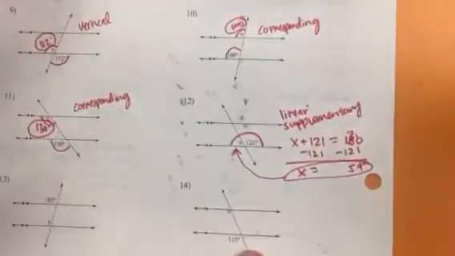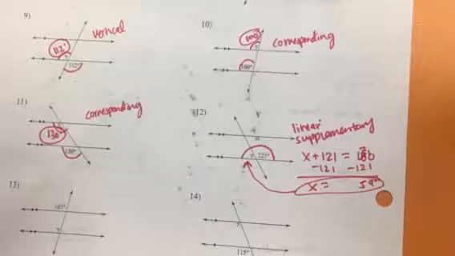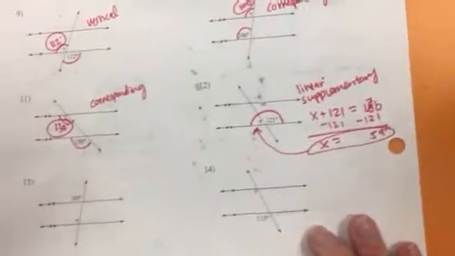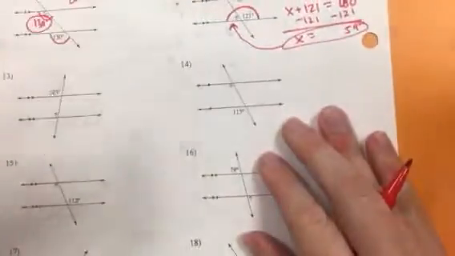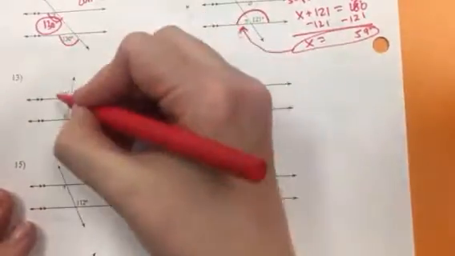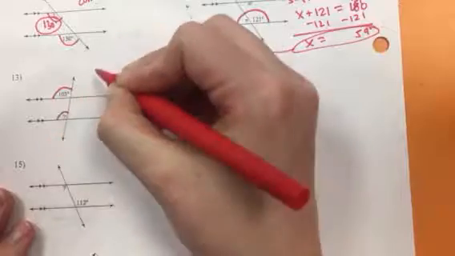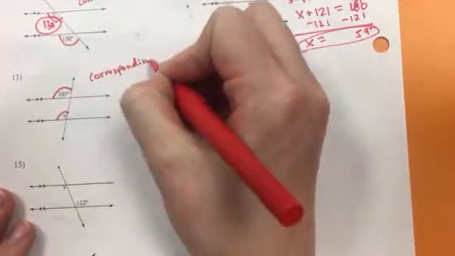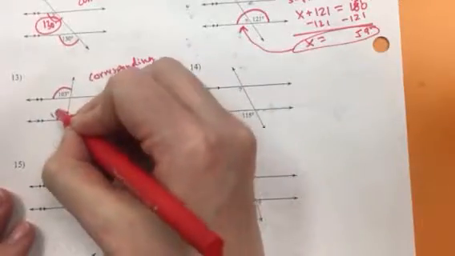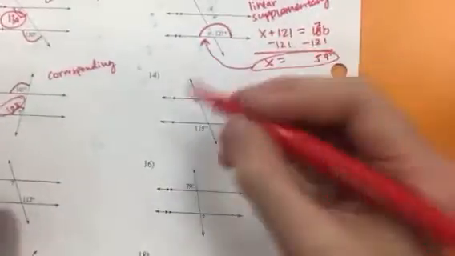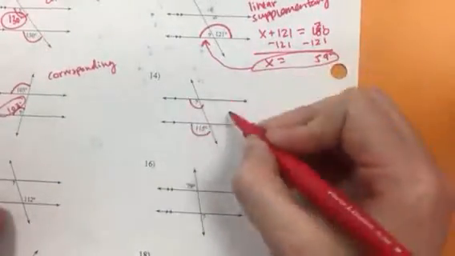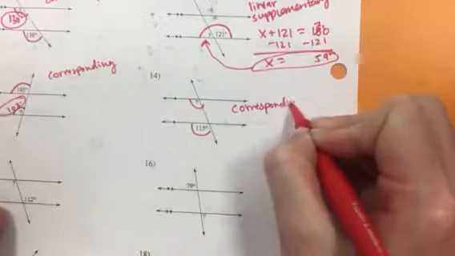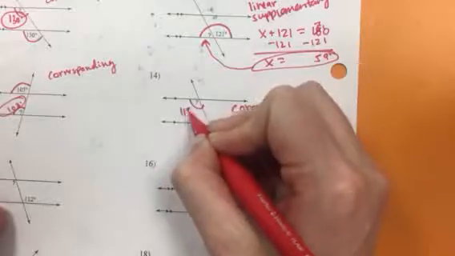All right, now we're going to go to 13, sorry. On 13, top left, corresponding. Man, there are a lot of corresponding, same size angle. Bottom left, corresponding again, which means they're equal.